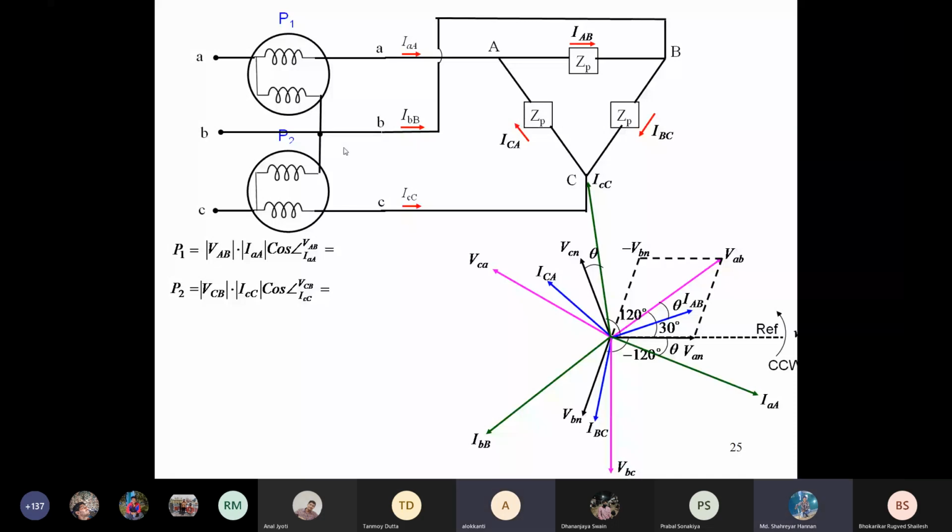So the angle you get from the phasor diagram. This AB is the line voltage. Similarly, CB is the line voltage, and what we have written here is the absolute value. So P1 is equal to VL IL cos of theta plus 30 degree.